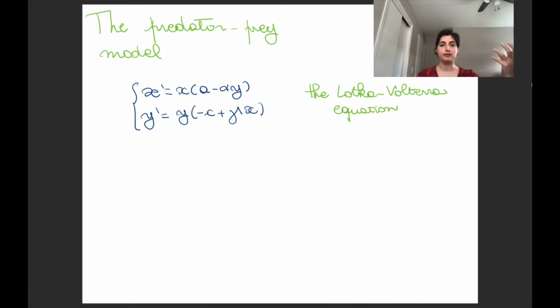So the prey has a term that is minus alpha y times x that indicates how x is dying because y is eating on it. And then there is a term in y that indicates how y is living because it's eating x. This is the term gamma xy.